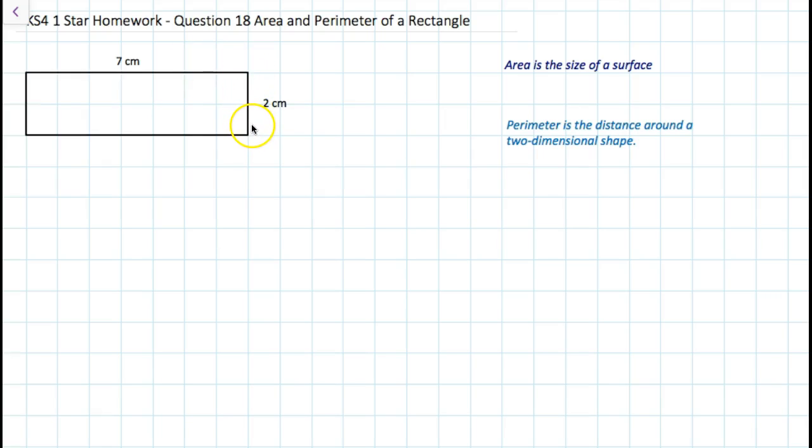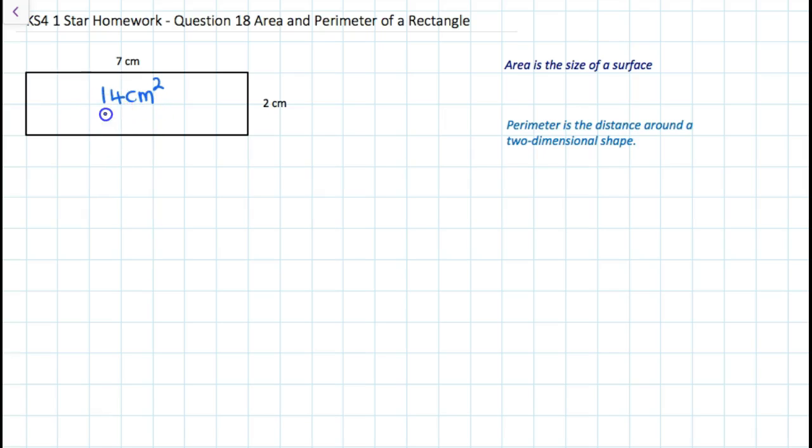To actually find the area of a rectangle, when it looks like this, we can count the squares. We've got 1, 2, 3, 4, 5, 6, 7, 8, 9, 10, 11, 12, 13, 14. So this has got 14 centimetres squared altogether. Now, some of you may see there's a relationship between this 14 that we find by counting the squares and these two numbers here. So 7 times 2 does indeed give you 14.